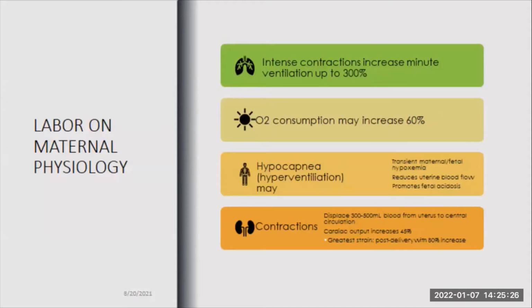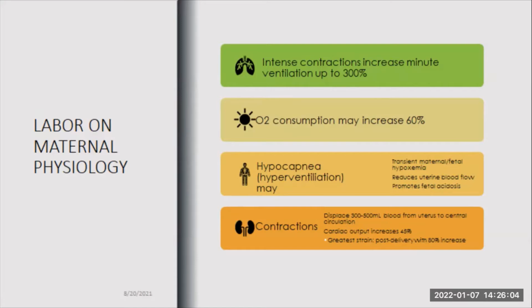we'll be looking at how certain parameters change when a woman goes into labor. On this slide, we see that intense contractions increase your minute ventilation up to about 300%. Just to recall, minute ventilation is our tidal volume times our respiratory rate. Because of increased metabolic rate and energy consumption, the woman breathes at a very high respiratory rate. She is consuming a lot of oxygen, and that's why minute ventilation increases up to about 300%.